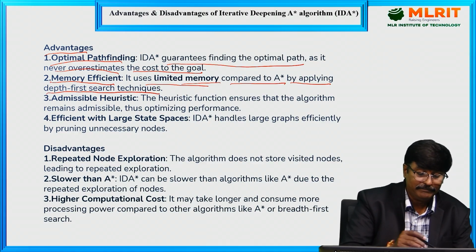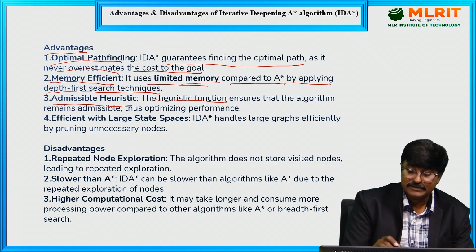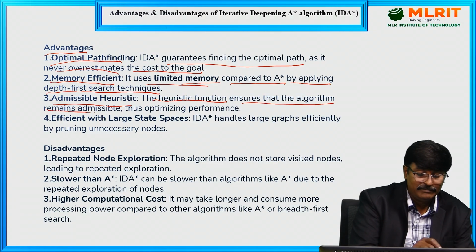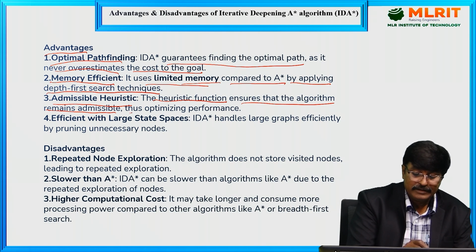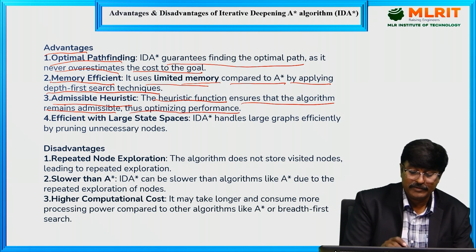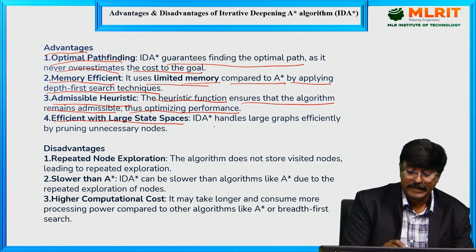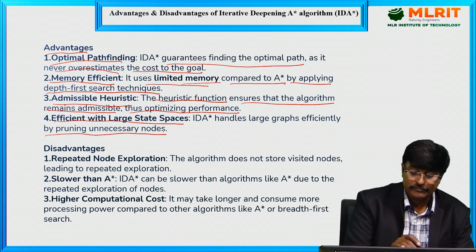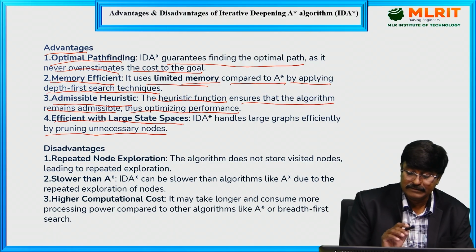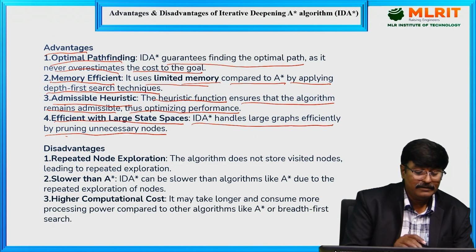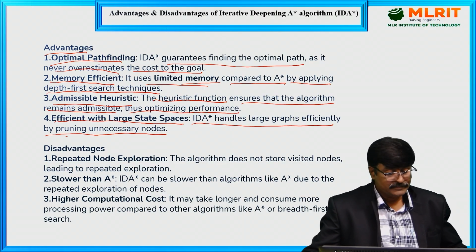Admissible heuristics: the heuristic function ensures that the algorithm remains admissible. Thus you are getting the optimal path, so that performance is good and efficient with large state spaces. IDA handles large graphs efficiently by pruning unnecessary nodes. Unnecessary nodes you are cutting down. Pruning is nothing but cutting the things, so that we are efficiently getting the goal path, the optimal path.